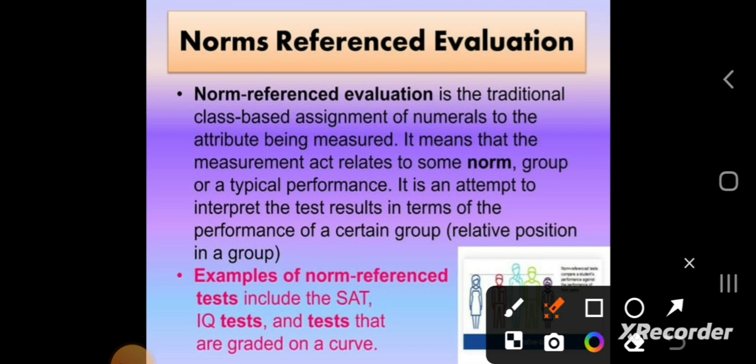Norm-referenced evaluation is an assessment method where an individual's performance is compared to the performance of a group known as the norm group. The purpose of this approach is to rank individuals in relation to others, providing a relative measure of performance. Scores on such tests do not necessarily reflect an individual's mastery of content, but instead indicate their standing in comparison to peers. Norm-referenced evaluation is the traditional class-based assignment of numerals to the attribute being measured. It means that the measurement act relates to some norm, group, or a typical performance.